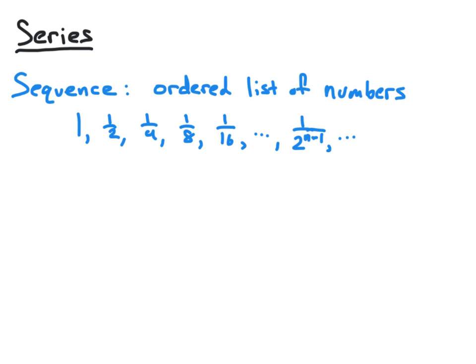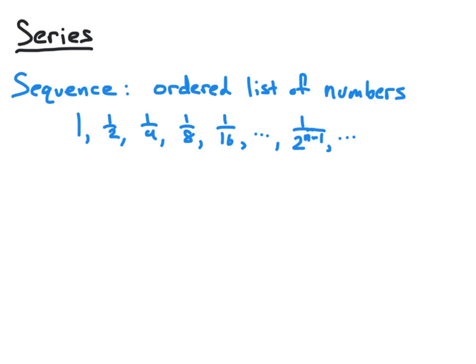In this video, we're going to define a series and show how series are related to sequences. We'll also carefully define what it means for a series to converge or diverge. We already know that a sequence is simply an ordered list of numbers.